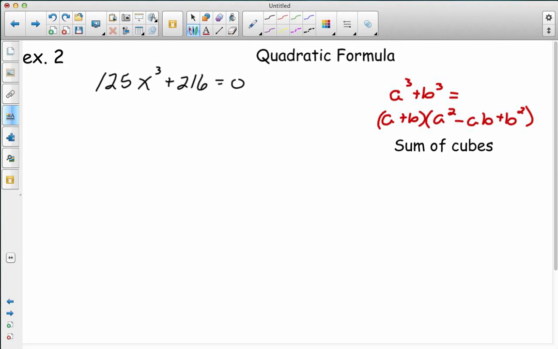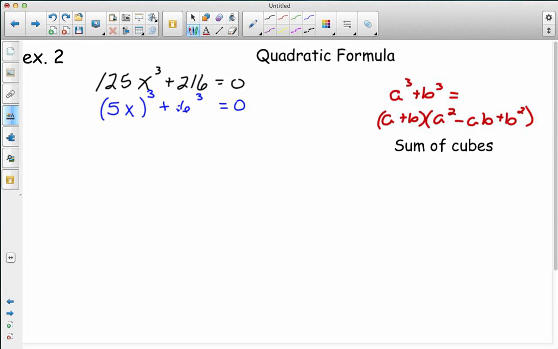So what I want to do is find out, do I have 2 perfect cubes here? Well, 125 is 5 cubed. So I could rewrite 125 times x cubed to be 5 times x, and I'm going to cube that quantity. The next thing I know is that when I look at 216, that is 6 cubed. So I can rewrite that to be plus 6 cubed. Now what I notice is when I set this equal to 0, I do have a sum of cubes. That means I can factor it using the formula that we just took a look at.